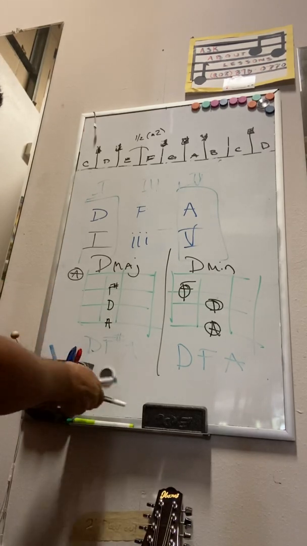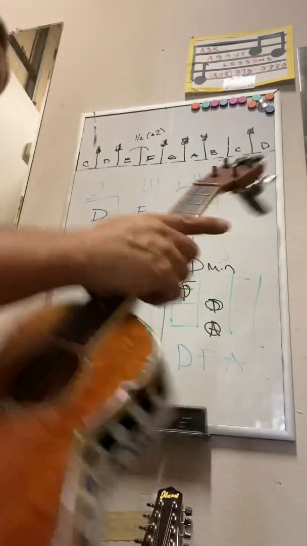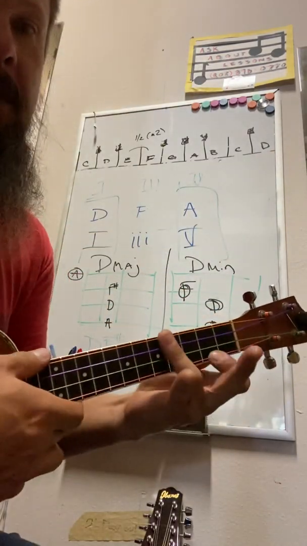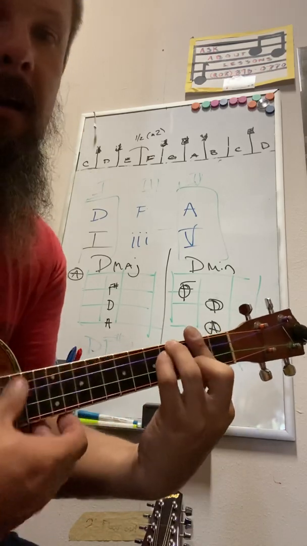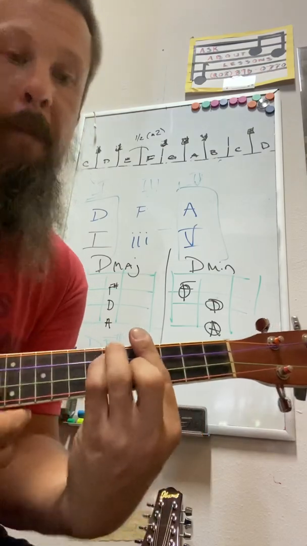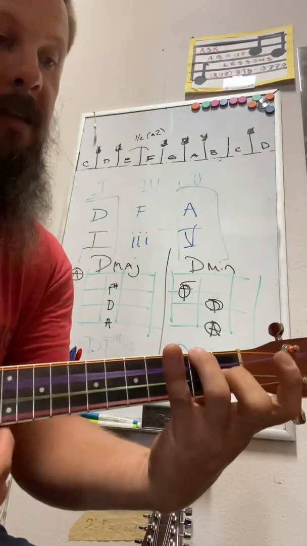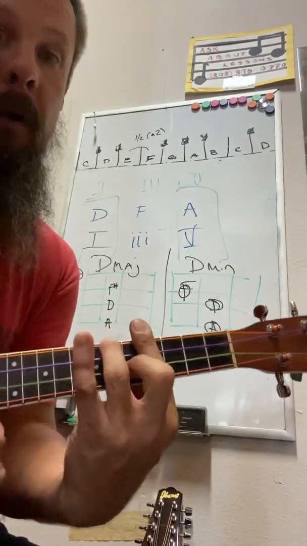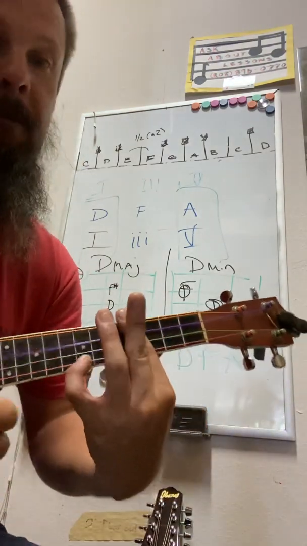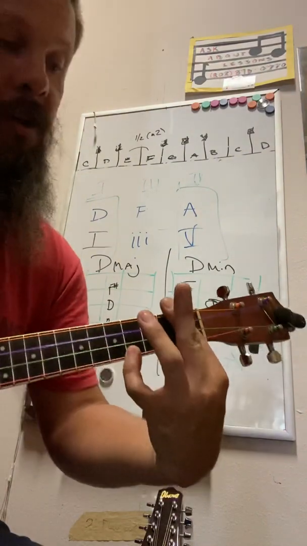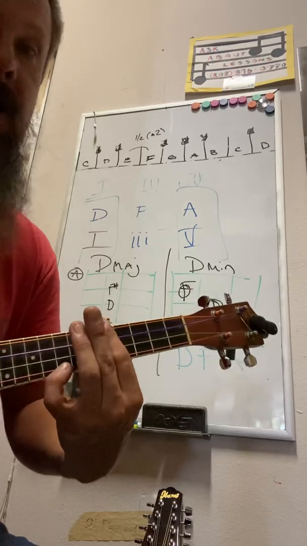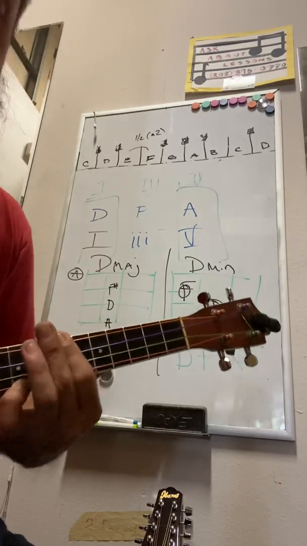Knowing this, you can do this in every key. You can play your D major as a D minor, your E major as an E minor, because this shape moves up the fretboard, just like the F major in the second position moves up the fretboard, just like the C major moves up the fretboard. C major, C sharp major, D major, E major, F sharp major, G major, A flat major.